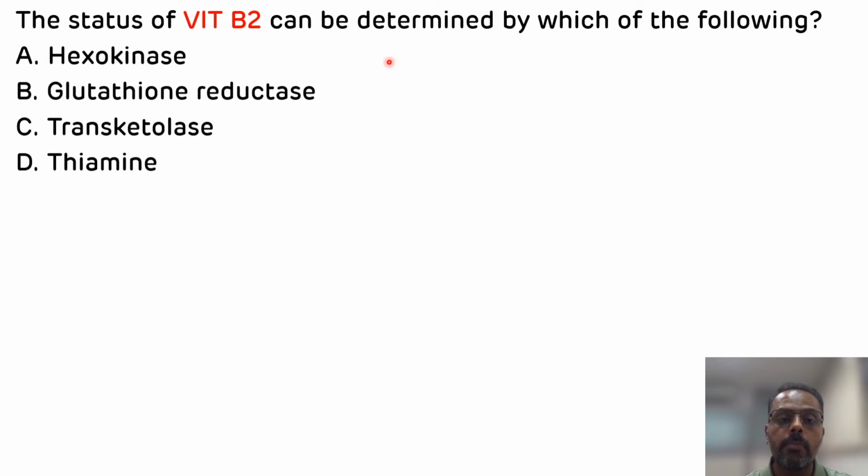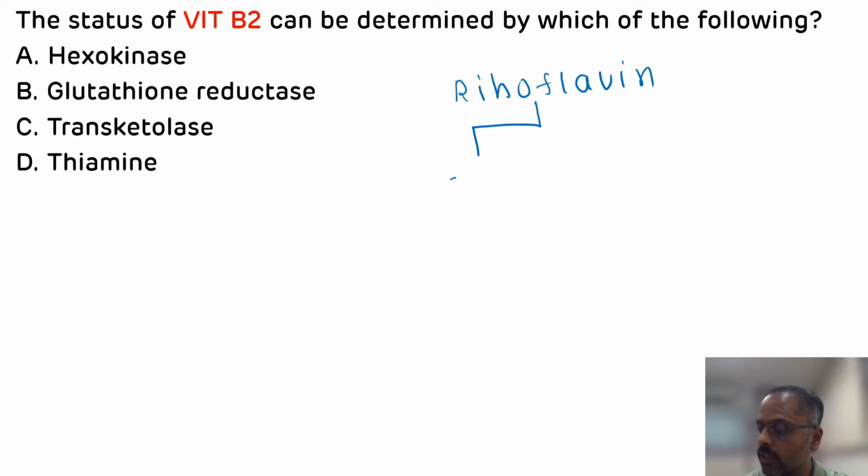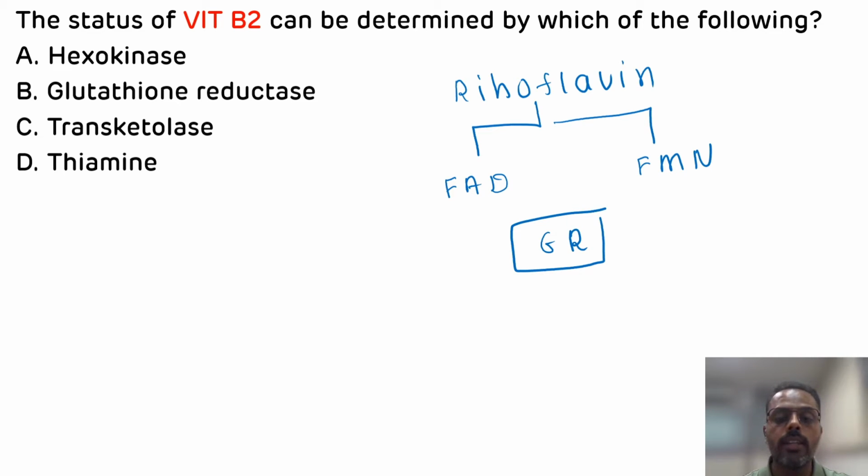The status of vitamin B2 can be determined by which of the following, and the options are hexokinase, glutathione reductase, transketolase, and thiamine. Vitamin B2 is riboflavin, and the active forms of riboflavin are FAD and FMN. And the level of vitamin B2 can be determined by assessing the activity of glutathione reductase. So the correct answer will be B, glutathione reductase.